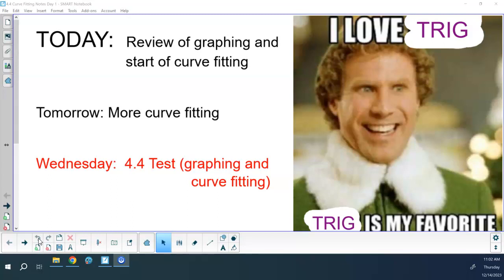So we're going to start graphing, but just in reverse. We're going to start with a graph, and then we're going to go back to the function. Where as opposed to right now, we're starting with the function, and we're asking you to come up with the graph. Tomorrow we'll have some more curve fitting type notes, and then your test is going to be on Wednesday of next week. Okay? And then all will be well.